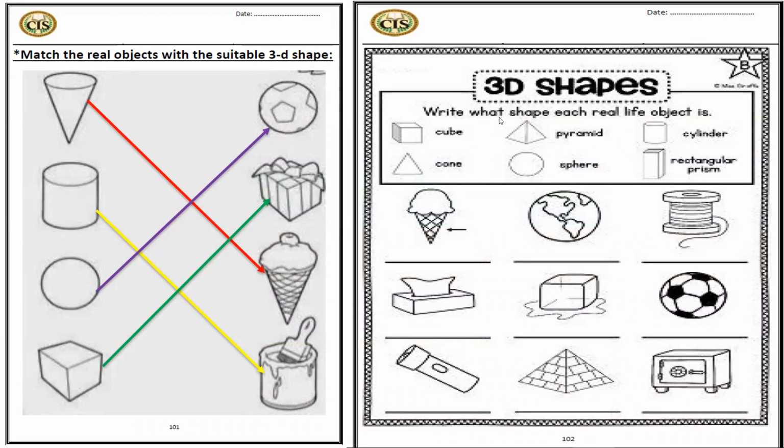Now we want here to write what shape each real life object is. First one, the ice cream. It looks like what? Cube or pyramid or cylinder or rectangular or sphere or cone? Excellent, Lana, very good. It's cone.